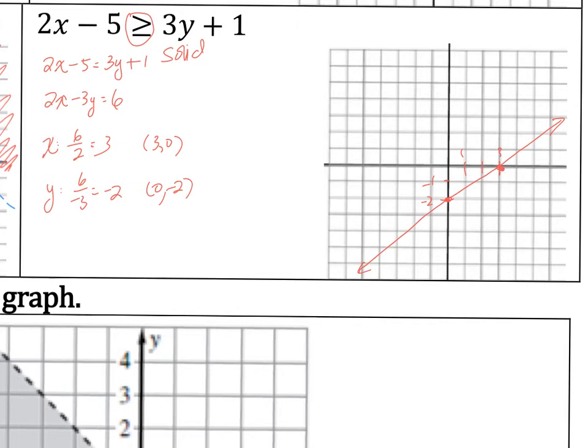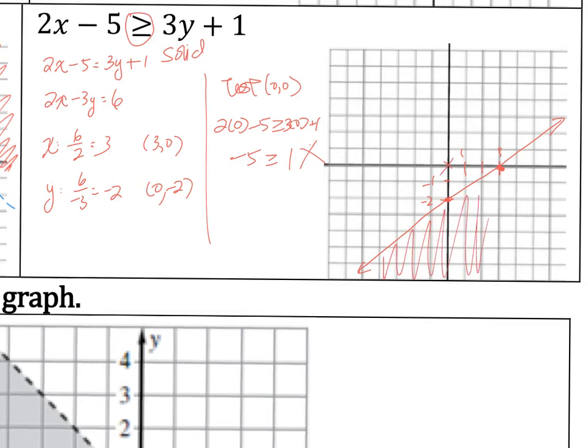Okay, I'm going to test my 0, 0. So 2 times 0 minus 5 greater than or equal to 3 times 0 plus 1. So this is negative 5. Apparently, negative 5 is not greater than or equal to 1. This is not a solution, so we need to shade the bottom half plane, which does not contain 0, 0.